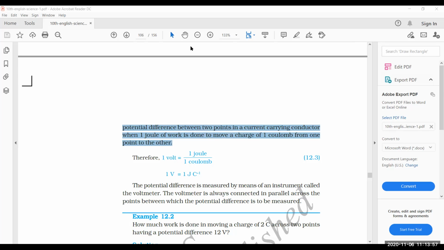And if they ask for the formula, 1 volt is 1 joule divided by 1 coulomb. So it is 1 joule of work done to move a charge of 1 coulomb from one point to another point. Then the third one is also a question on the basis of this.